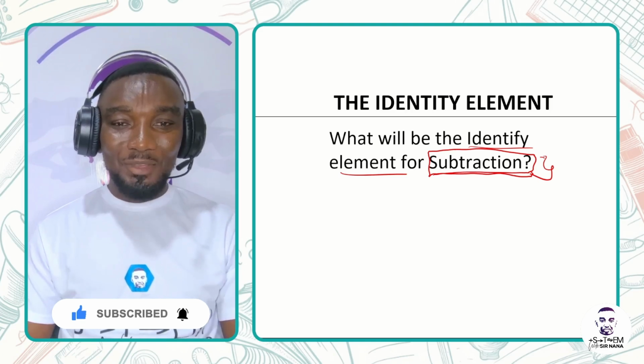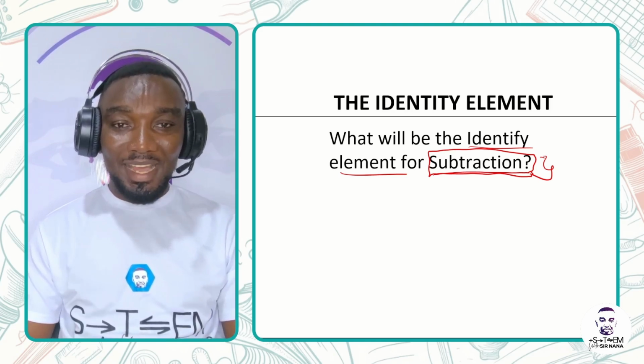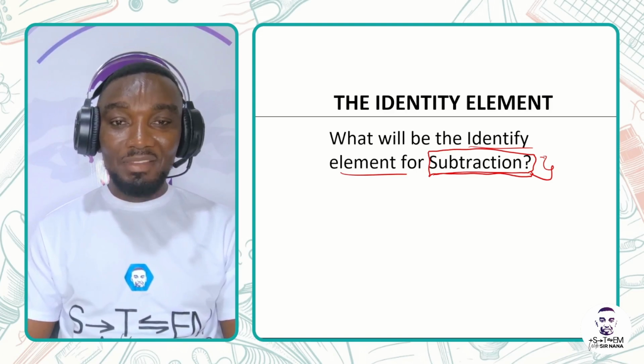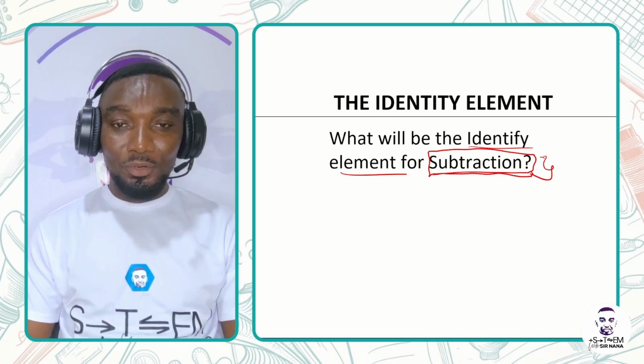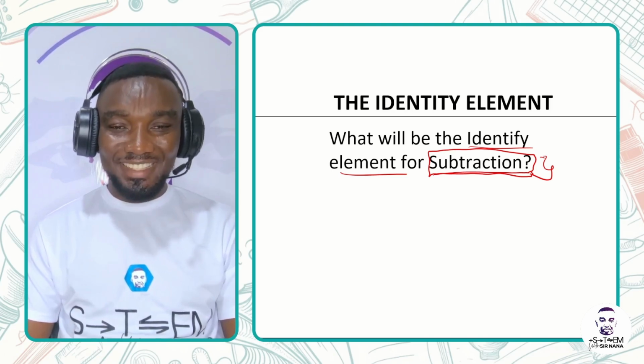In our next lesson, we are going to deal with variables under the identity element so that we can give a general rule or general theory when it comes to identity element.